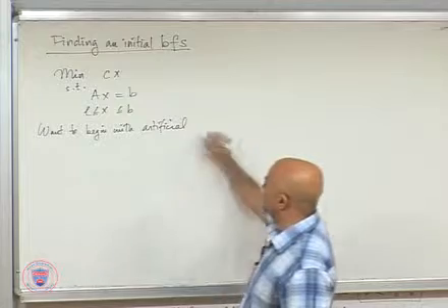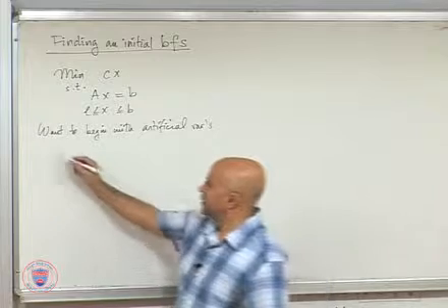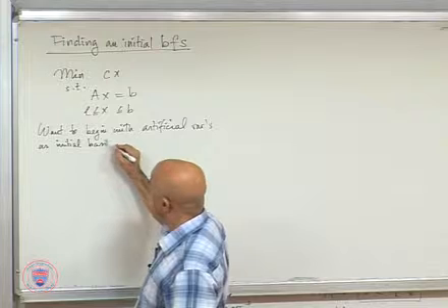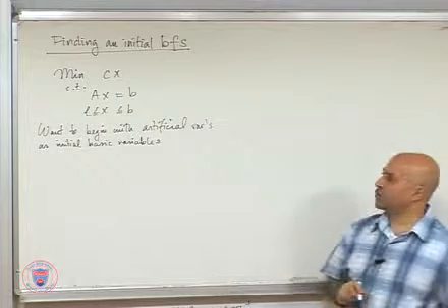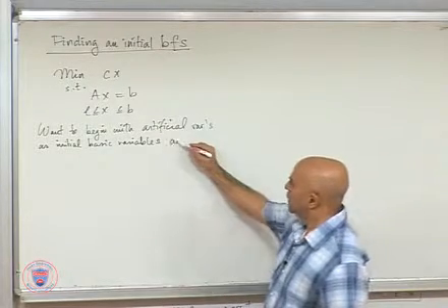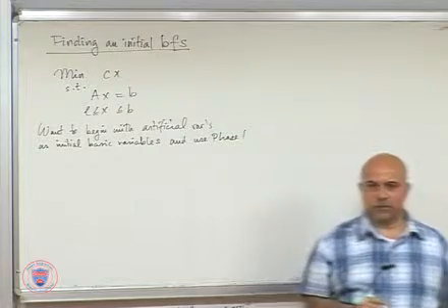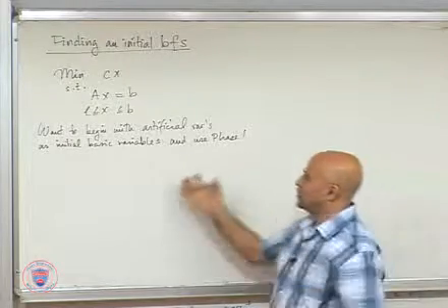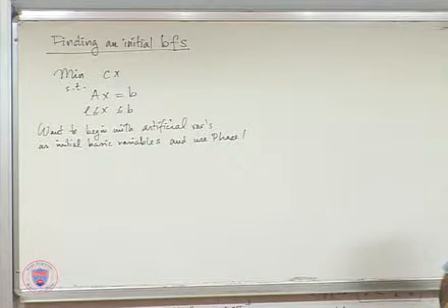So you want to begin with artificial variables. You insert artificial variables as initial basic variables and use phase 1. So you want to use the phase 1 problem, minimize the sum of the artificial variables, subject to the appropriate constraints, with artificial variables supplying you the initial basic feasible solution.